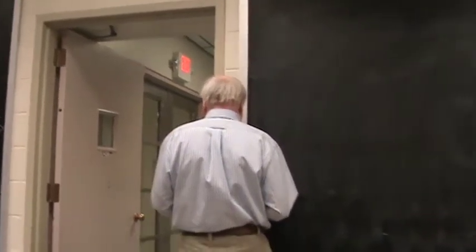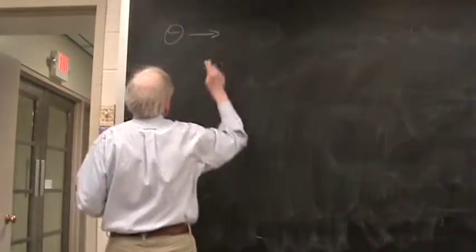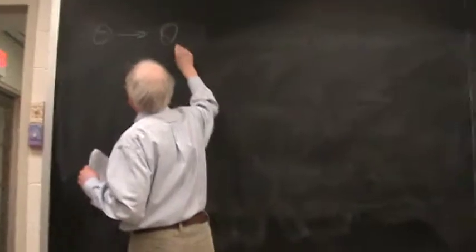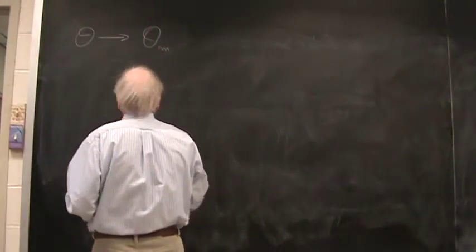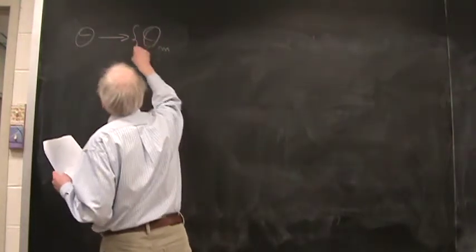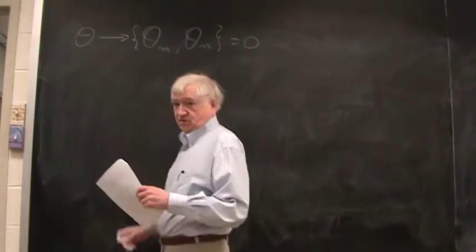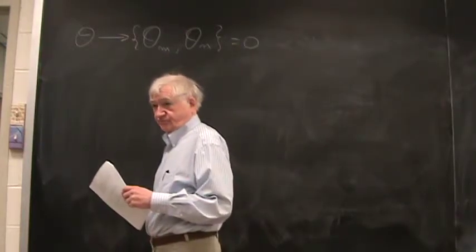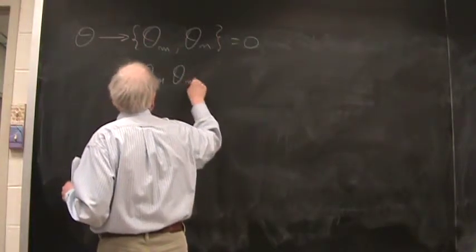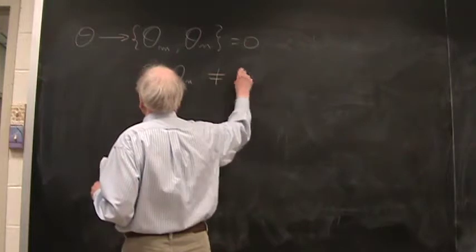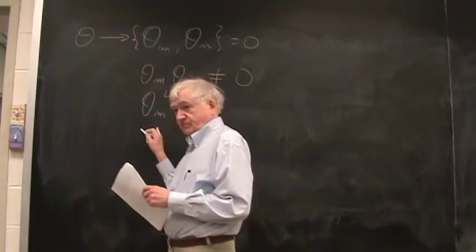One thing is, we can go from theta to several thetas, so we have a subscript theta m, and then we would say, well, the anti-commutator of theta m with theta n is zero. Okay. That means that theta m times theta n, that's not going to be zero. But on the other hand, theta m squared is going to be zero for any m.